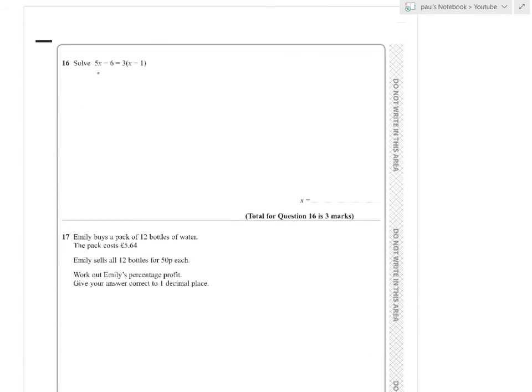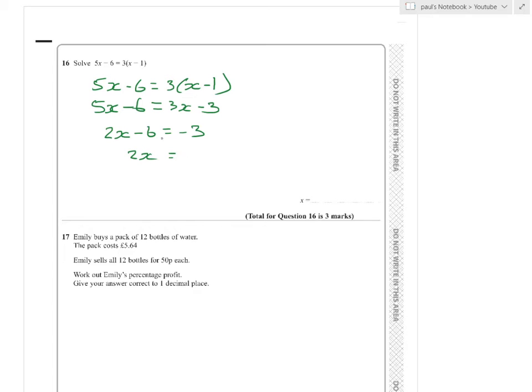Solve that. So 5x minus 6 equals 3x minus 1. Do the brackets. 3x minus 3, 6 minus 5x. Get rid of 3x. 2x minus 6 equals minus 3. Add 6 on there, so 2x equals 3 and x equals 3 over 2, which could be said to be 1.5.